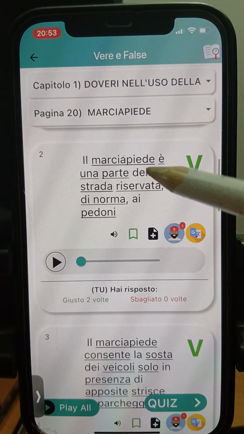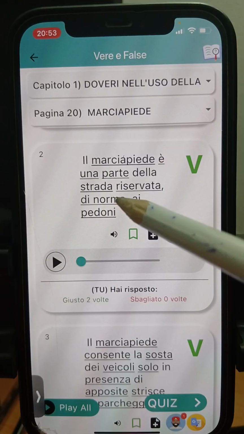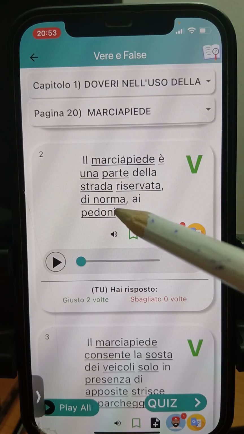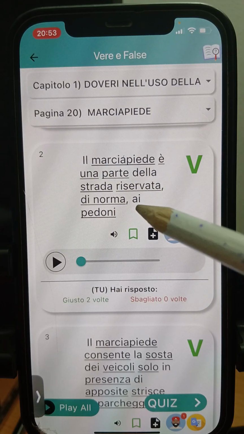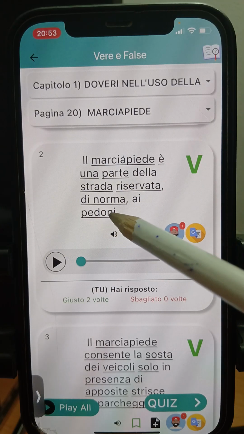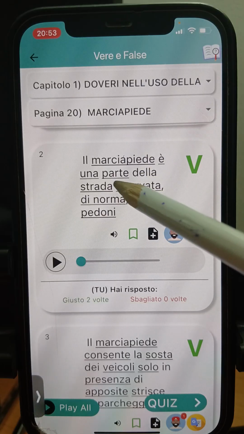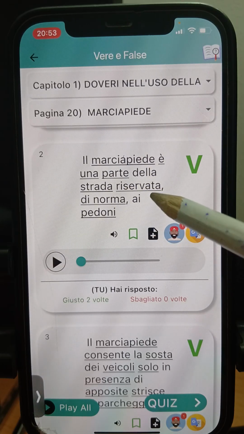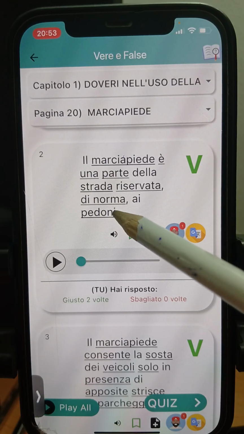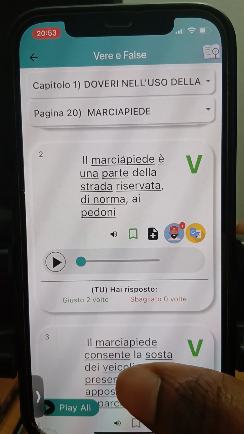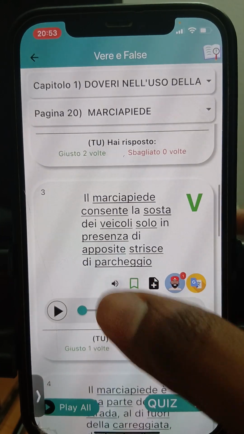Okay, and number two, we said è una parte della strada, riservata di norma ai pedoni. It is part of the road and it is normally reserved for what? For pedestrians. It is part of the what? The road and it is reserved normally for what? Pedestrians. Pedoni is pedestrians.